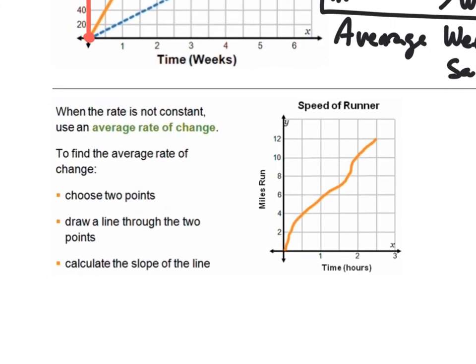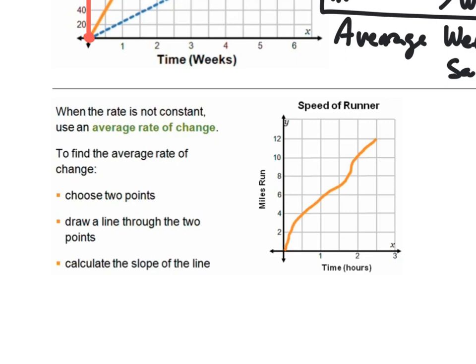Okay, and when we use this thing, average rate of change, to find the speed of a runner, for example. Now, what happens is that when the runner starts out, they might be running at a very, very fast pace, and they might level off, and they might get faster again, and they might level off again. So this isn't a constant rate of change, okay? So it's kind of hard to describe what the runner is doing or how fast they're going if they're not running at a constant speed. They might speed up, they might slow down.